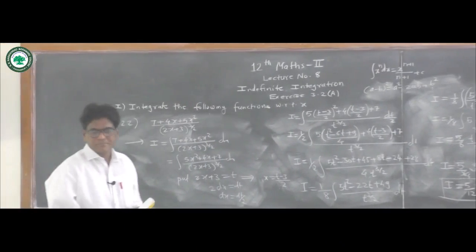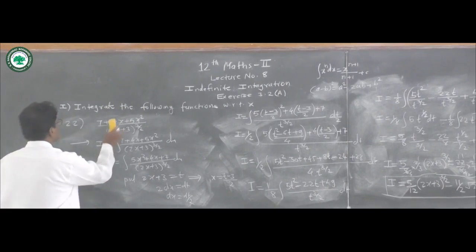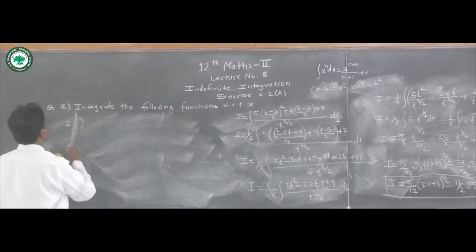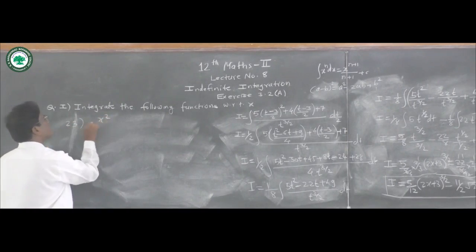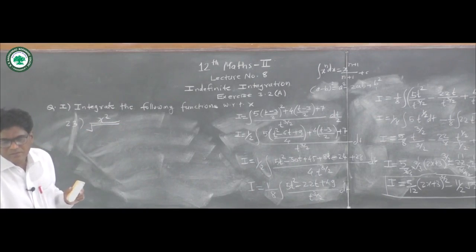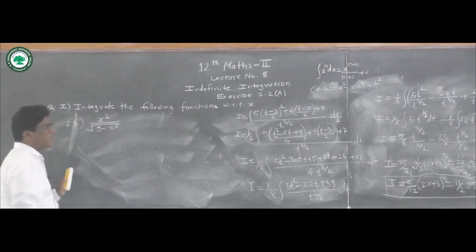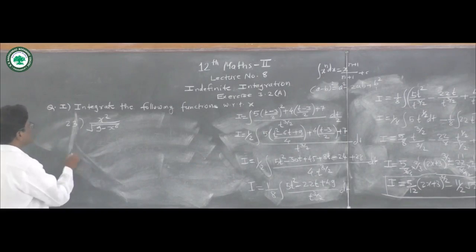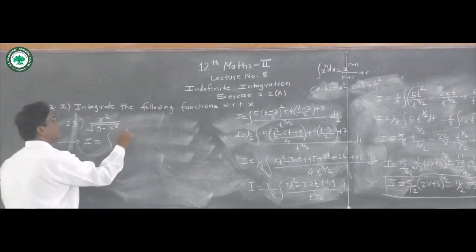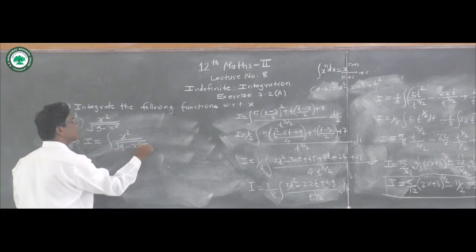So now here we have completed 22 problems. Now next problem, 23rd problem, x square upon under root of 9 minus x to the power 6. So we call this as I. So I is equal to integration of x square upon under root of 9 minus x to the power 6 dx.